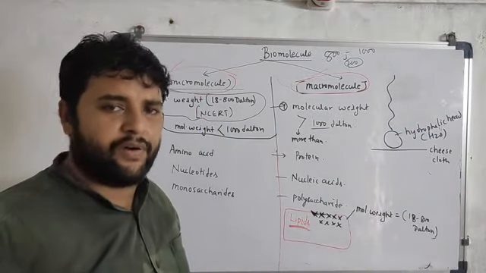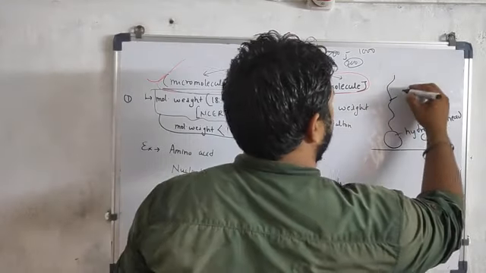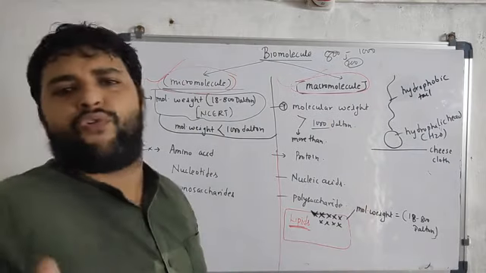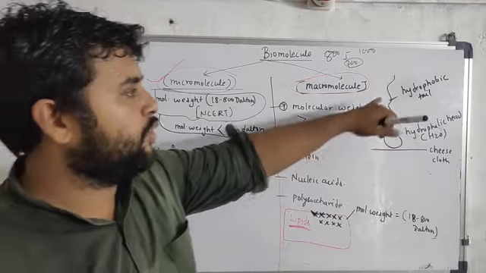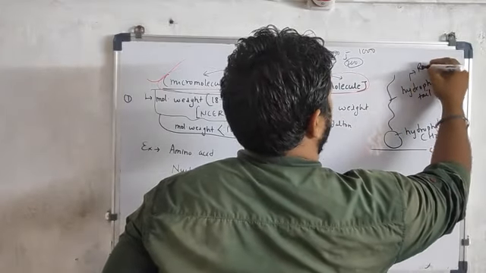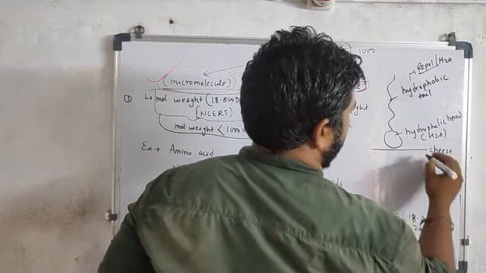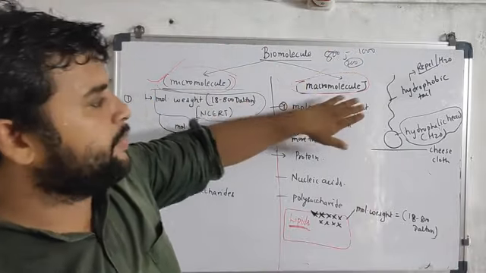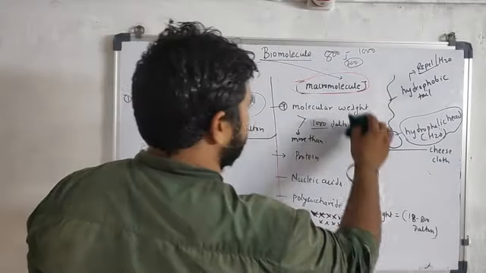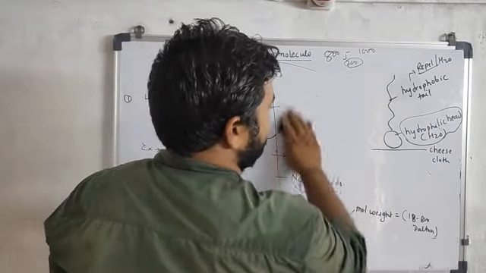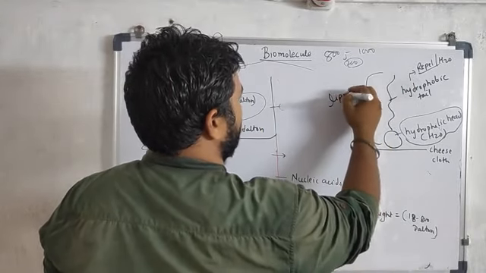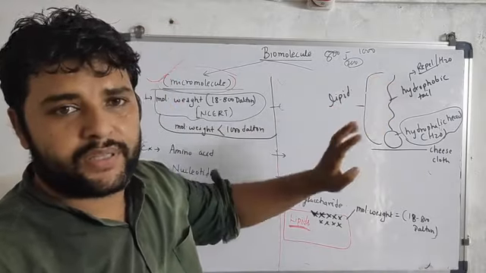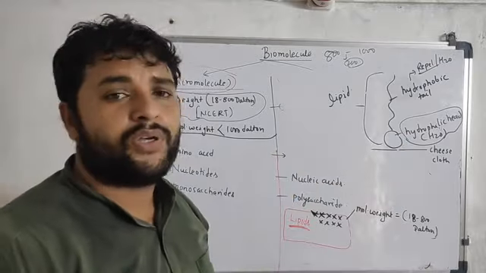hydro means water, philic means lover, a water lover, and there is a hydrophobic tail. Phobic means phobia. Phobia means you are afraid of something, so it will repel water, and this end is hydrophilic, so it will attract water. Philic means attraction, phobic means repulsion simply. So lipid is basically a combination of two things: the hydrophobic tail, the water repeller, and the hydrophilic head, which is soluble in water.